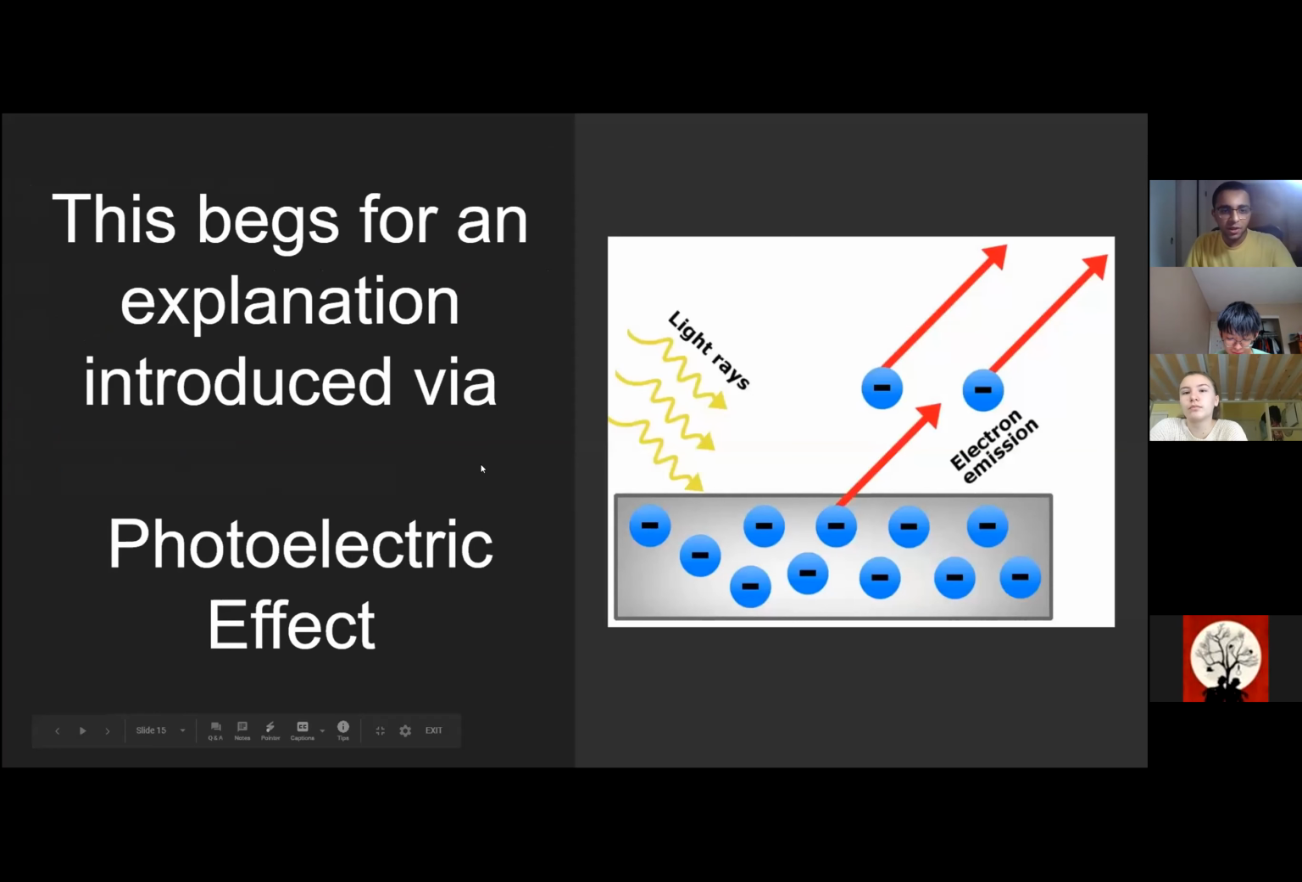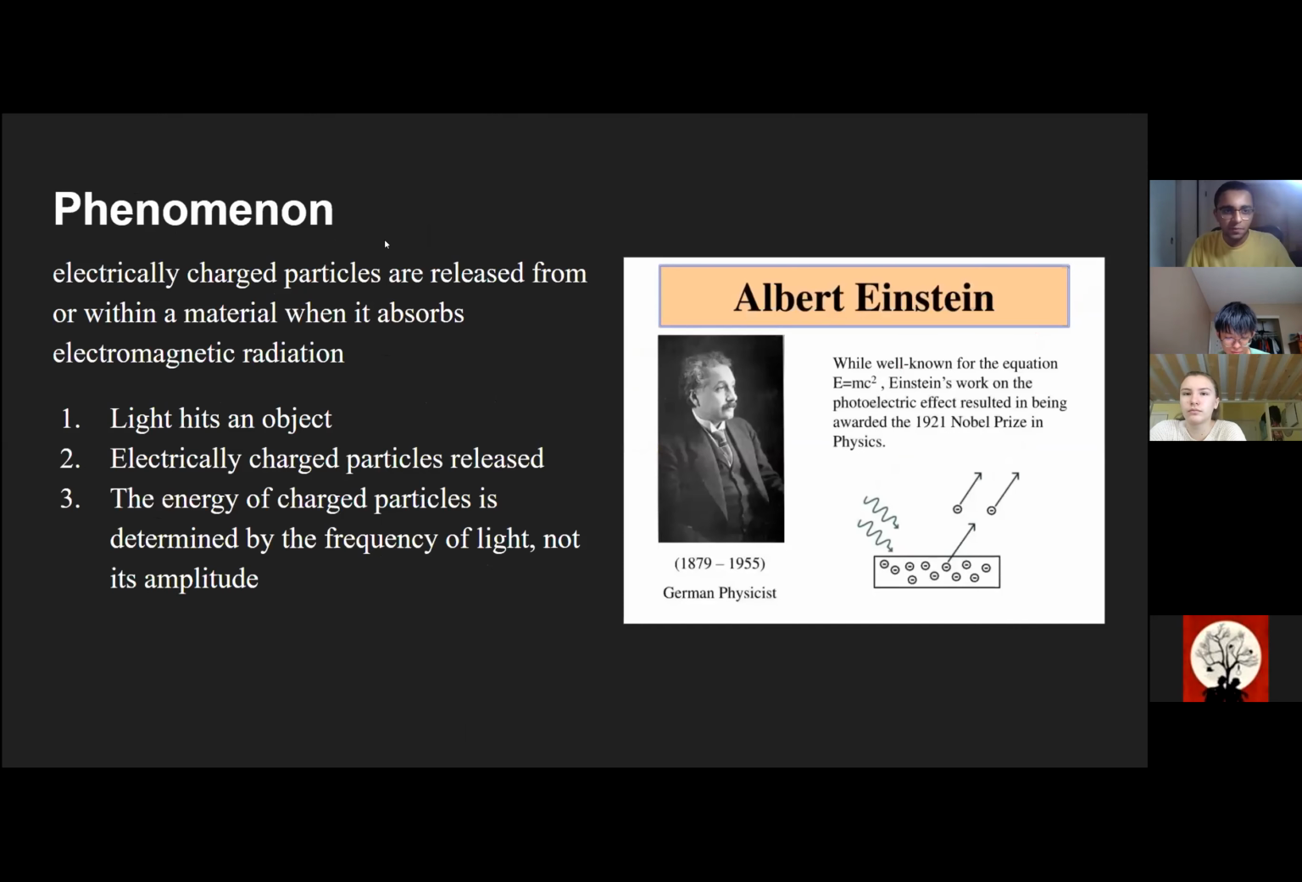And so here we have the photoelectric effect. This relates a lot to the atomic spectra and then blackbody radiation. All of it's kind of leading up to the photoelectric effect, where a lot of this quantum stuff demands an explanation. On the photoelectric effect, we can see the charged particles are released from a material when it absorbs the electromagnetic radiation, which is just like the light wave, right?